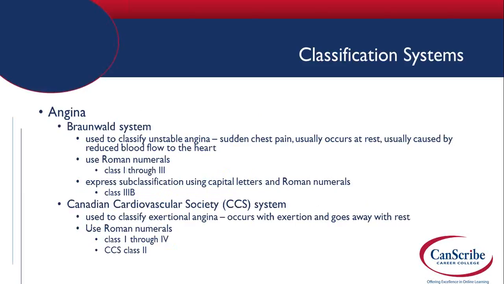And sometimes when you're typing, you'll hear the different classification systems that they use for different diagnoses. For angina, they have two classification systems that they may use. One is the Braunwald system, and that's used to classify unstable angina, which is a sudden chest pain. It usually occurs at rest, and it's usually caused by reduced blood flow to the heart.